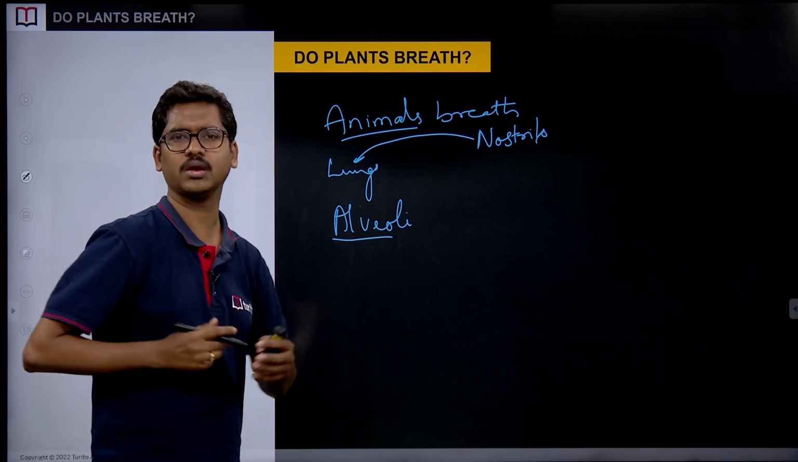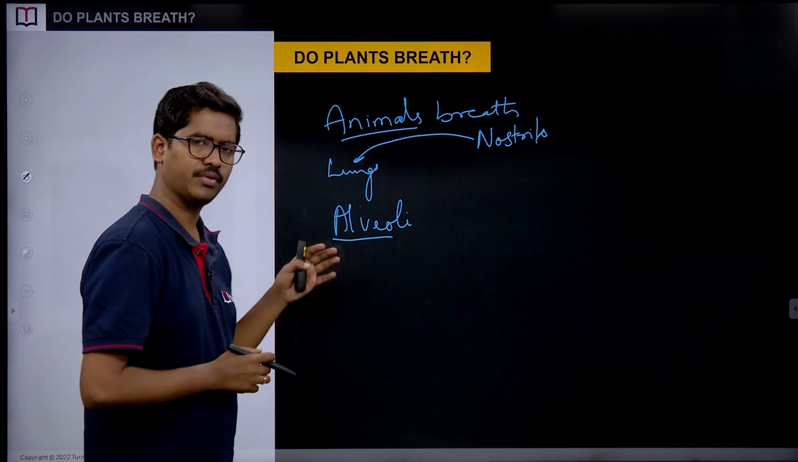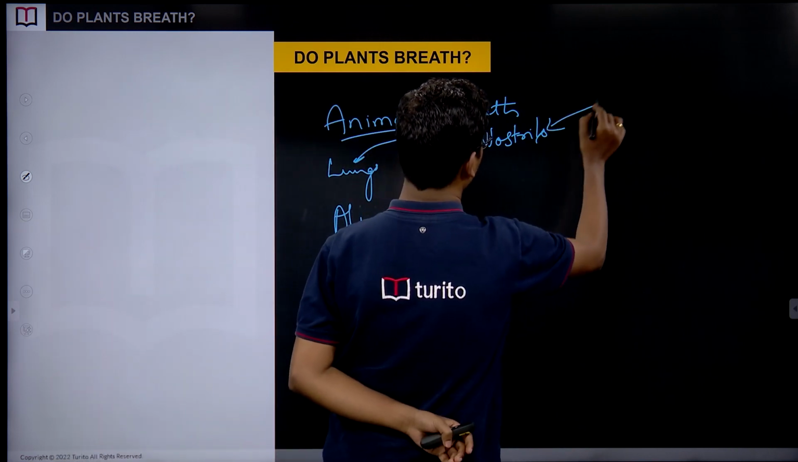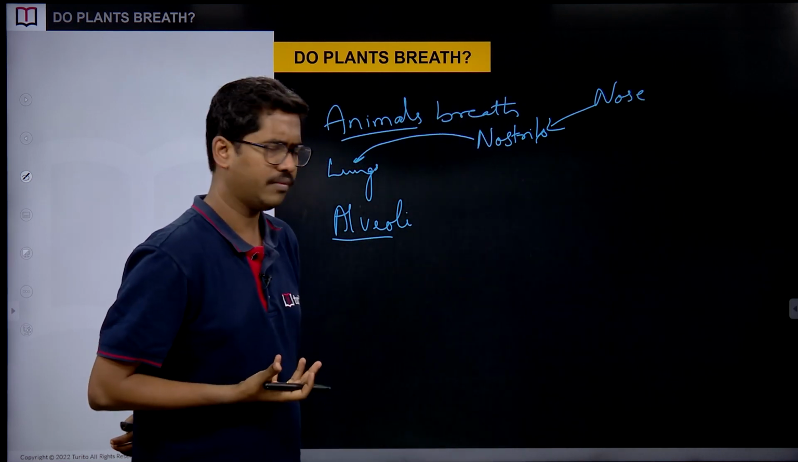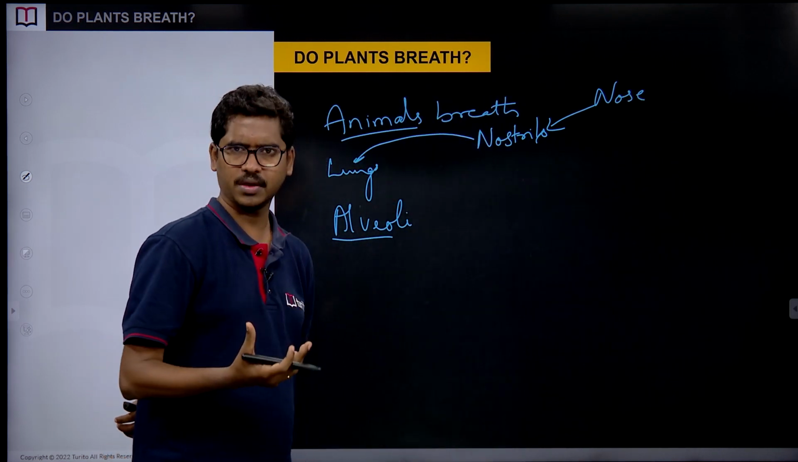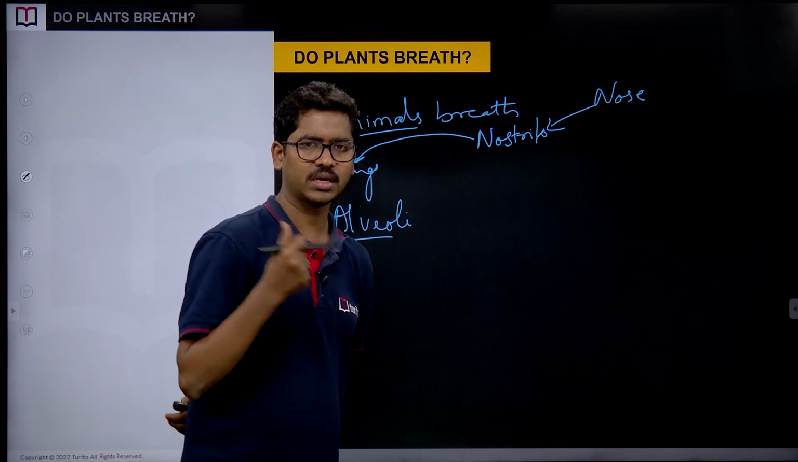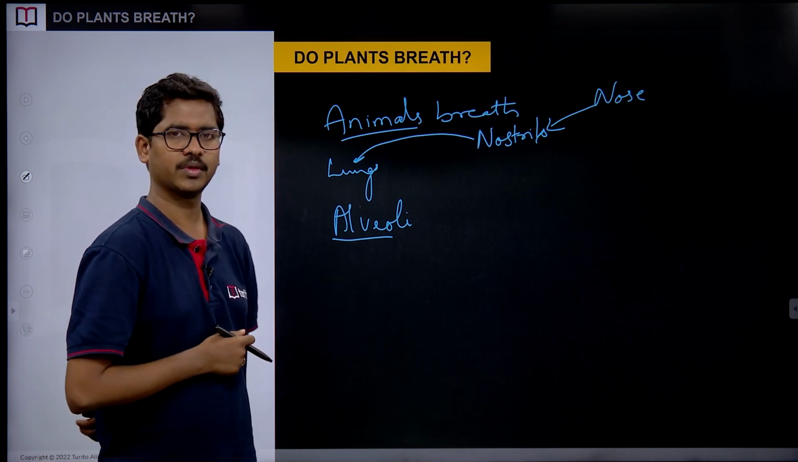Nostrils to lungs is really a long distance. Fine. So we have nostrils. If I say nostrils, they are related to the nose. Usually animals have a nose. Higher order animals have a nose. They are not the lower order animals. If not a nose, at least the nostrils would be present. They are prominent.